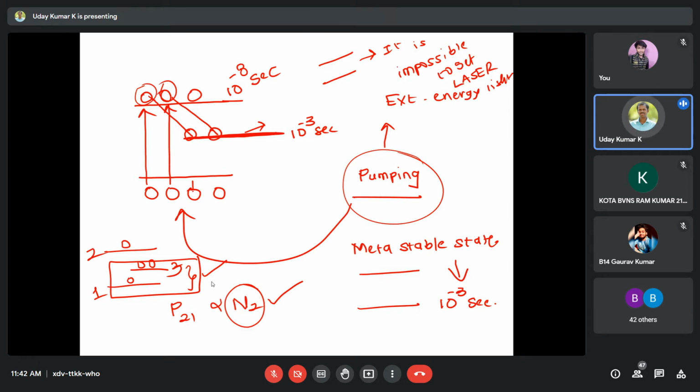Right? Maybe this may not be continuous. Okay, this may not be continuous.